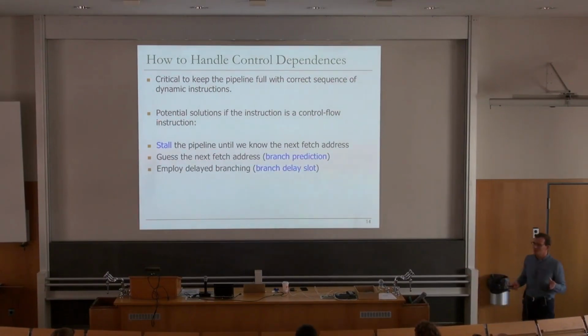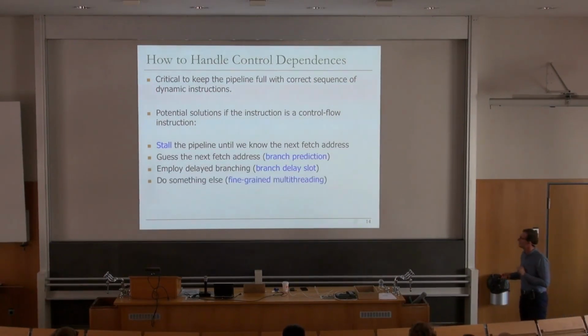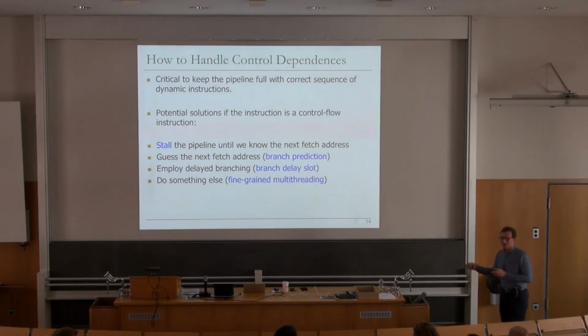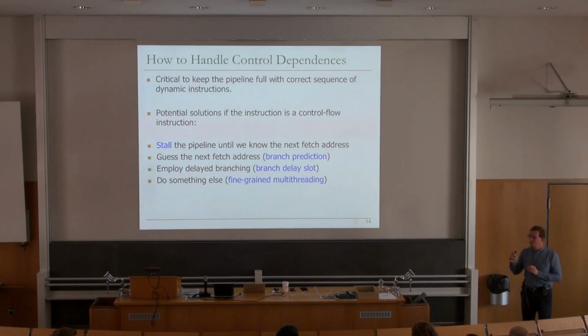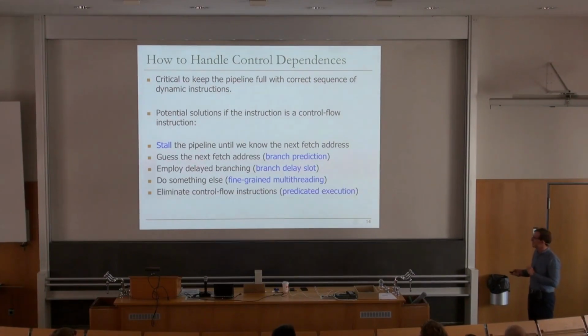Employ delayed branching. Basically, the branch takes effect after some number of instructions or after some number of cycles. You basically keep fetching, and after n cycles, when you fetch this branch, it takes effect. We're going to talk about that solution later on; this is employed in SPARC, for example. Or do something else, fine-grained multi-threading. We covered a lot of these solutions actually in digital circuits, so you may know some of these.